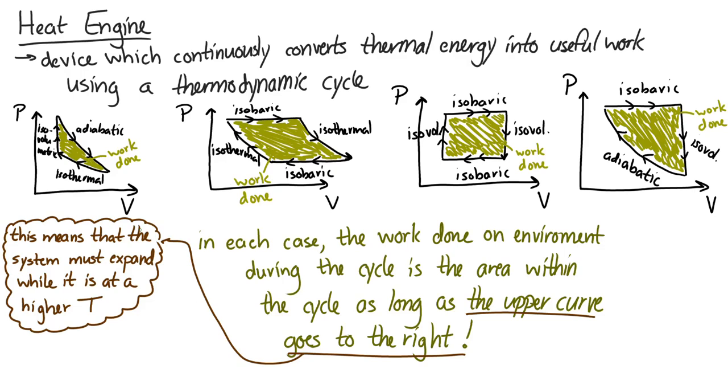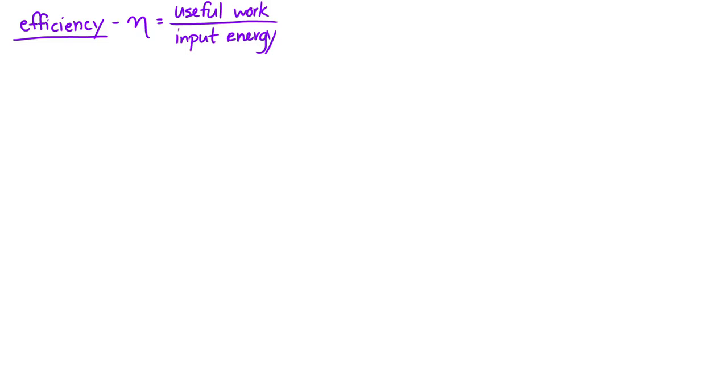All right, now we're going to define efficiency. So if you remember, we've seen efficiency before. Efficiency is the useful work divided by the input energy. It's that ratio. And many times when we talk about thermodynamic processes, we really want to know what the efficiency is of that thermodynamic process.